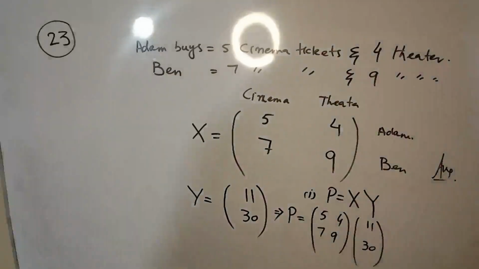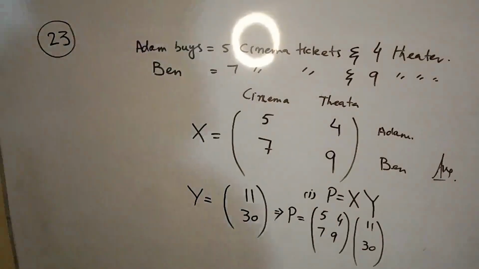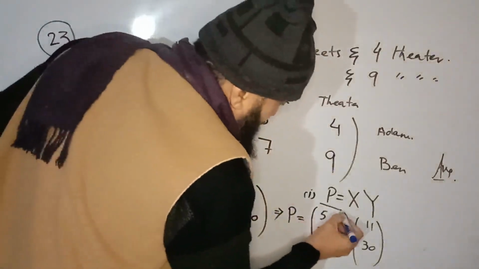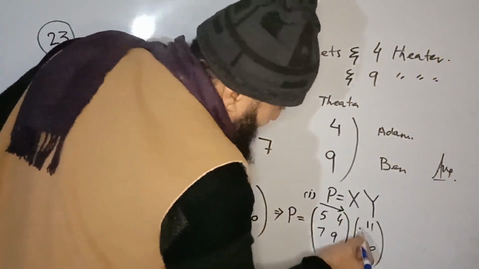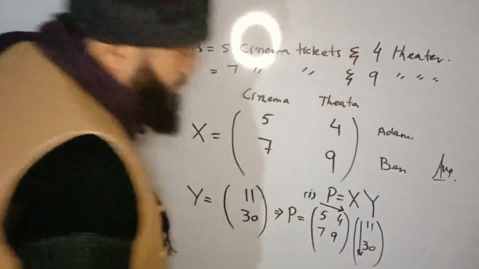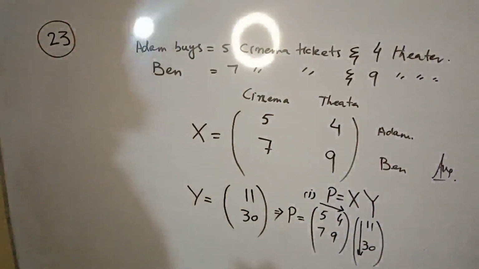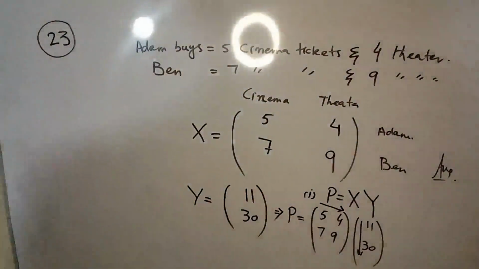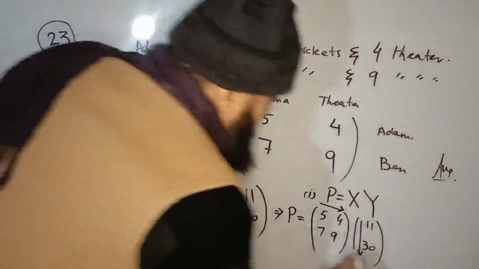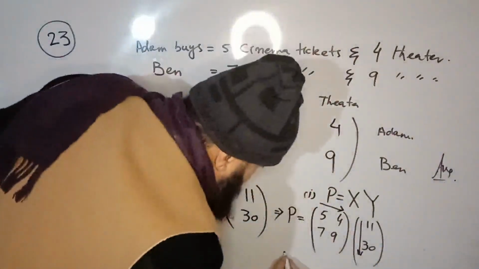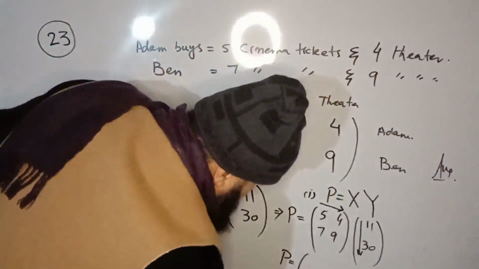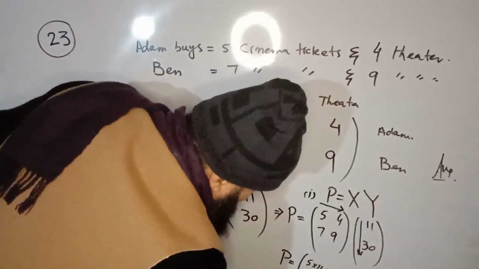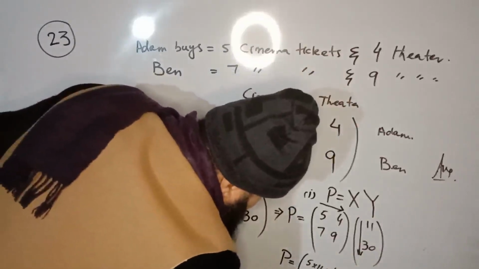So we have to find the product of these two matrices. How to multiply it? We take one row of the first matrix and multiply it with one column, and it will give you one entry of the product matrix. If you multiply the first row with the first column, it will be the first entry of P. So I write it here. P will be equal to 5 into 11 plus 4 into 30. That's it.